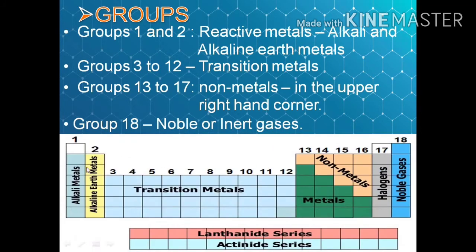As I told you, we have group 1 alkali metals, group 2 alkaline earth metals, groups 3 to 12 are the transition metals, groups 13 to 17 including the halogens are all the non-metals in the upper right hand corner, and then we have group 18 which are the noble or the inert gases. We will again be learning in detail about all of these groups.